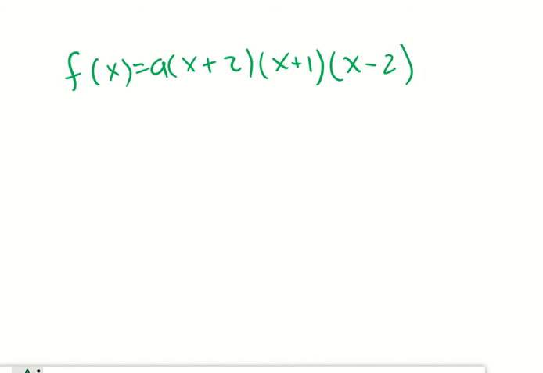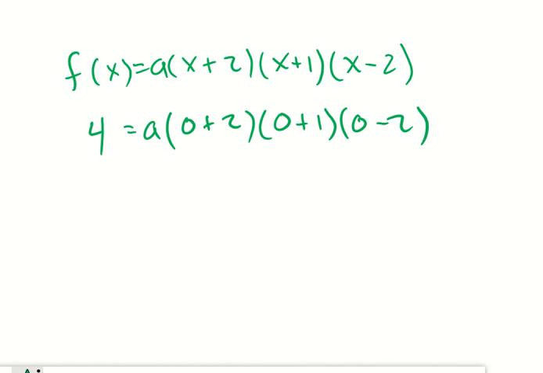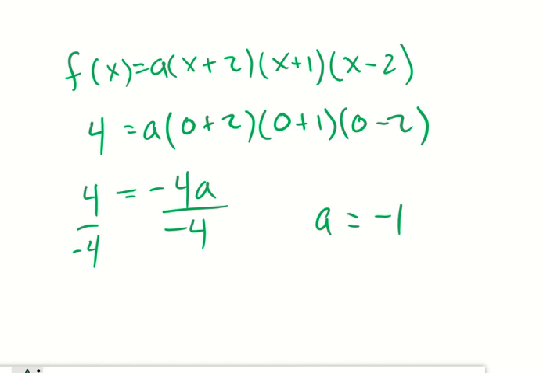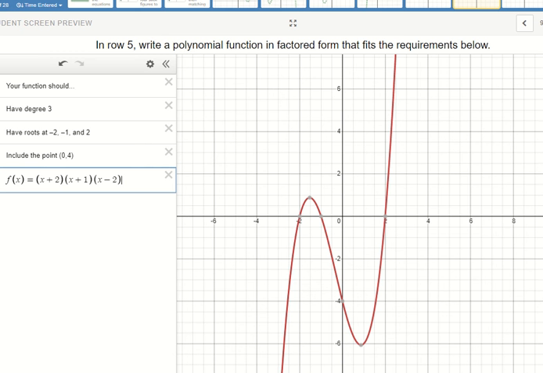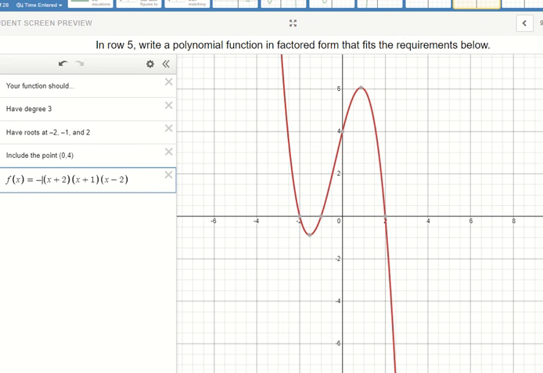And then we also know a point, right? So we can actually plug that point in. We can say it was (0, 4), so that means 4 equals a times 0 plus 2, 0 plus 1, 0 minus 2. So then 4 equals 2 times 1 is 2, times negative 2 is negative 4, so this is going to be negative 4a. Divide both sides by negative 4, and you get negative 1. So we could just put a negative sign in front of it, and it should just flip over. And that's what we need. So that's how you do that one.